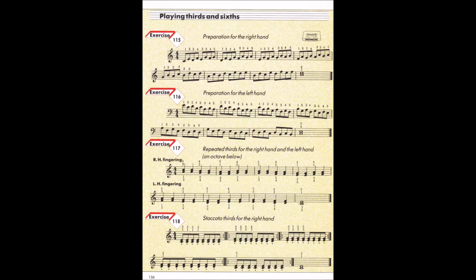Exercise 117 asks you to play the intervals of a third simultaneously. Try it first with the right hand, following the fingering above the stave and playing the notes exactly as they're written. Then repeat the exercise with the left hand, playing the notes an octave lower and following the fingering below them.